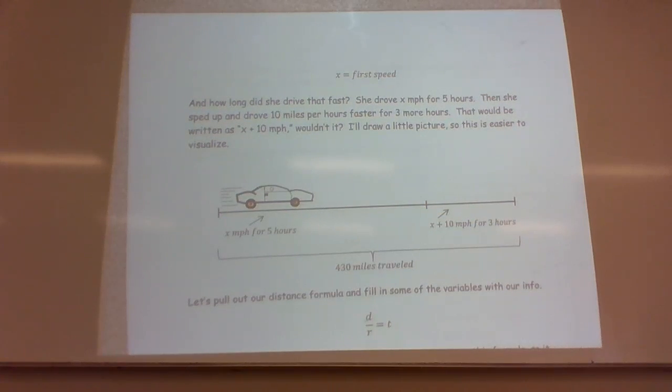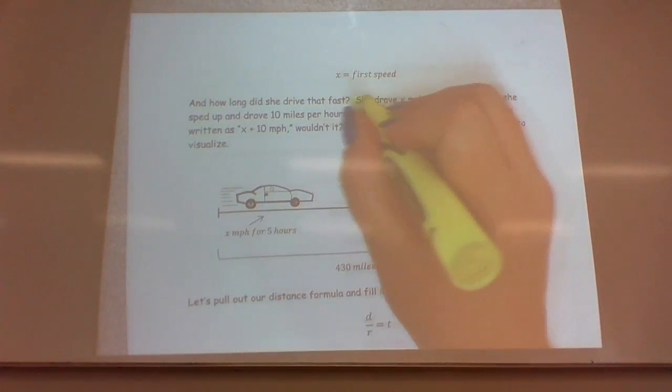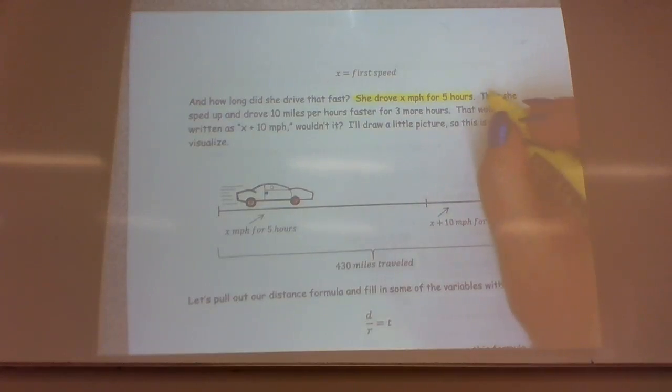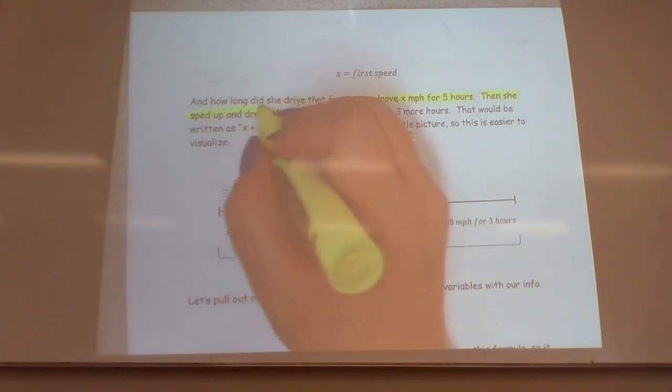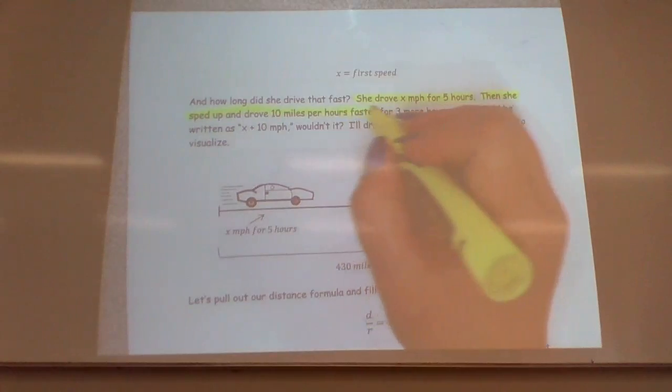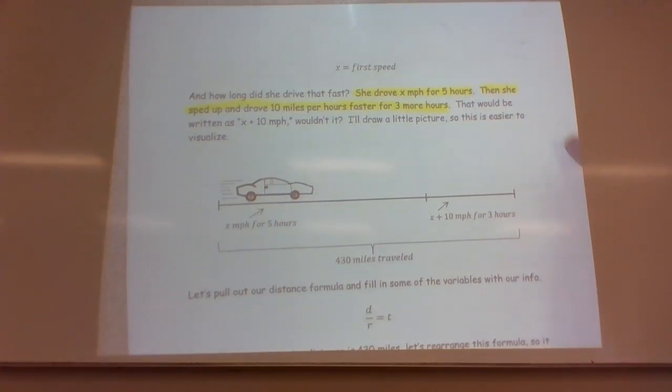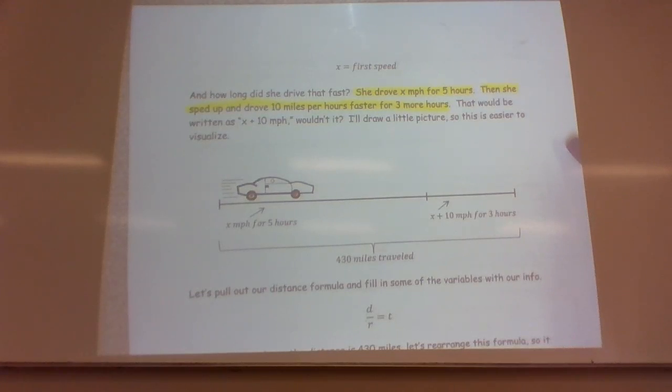And how long did she drive that fast? She drove x miles per hour for 5 hours. Then she sped up and drove 10 miles per hour faster for 3 more hours. So that would be written as x plus 10 miles per hour, right?